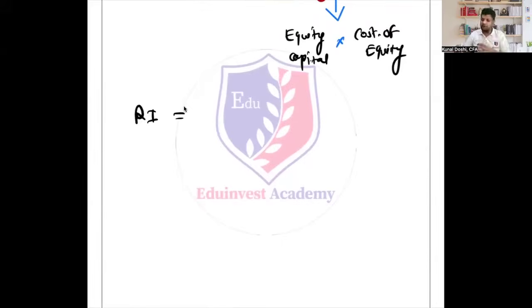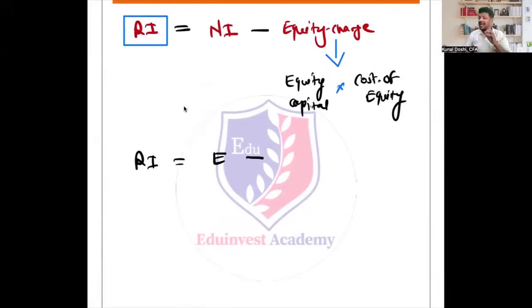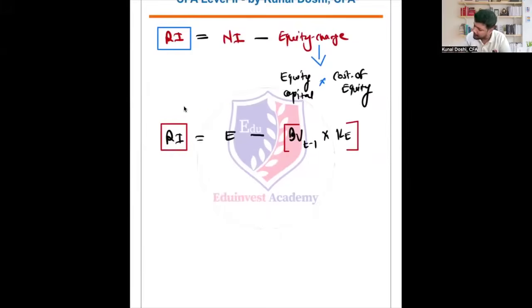If you want to do it per share, it can be earnings per share minus the equity charge, which is the book value of the equity times the cost of equity, that is R. So this is nothing but the past book value times the cost of equity, which is KE, or you can use R, it doesn't matter. This is the original formula of residual income. Everyone with me?